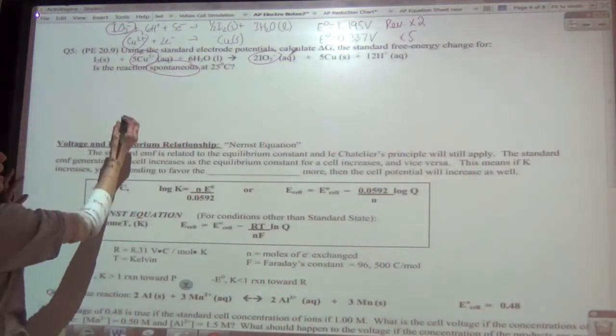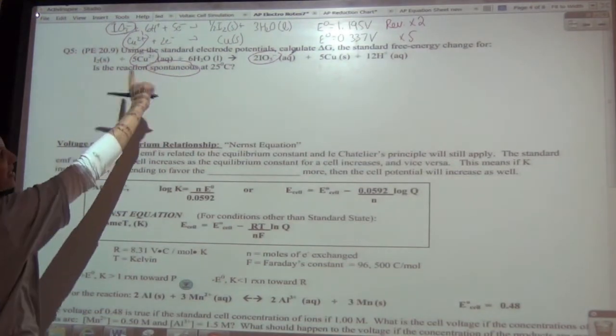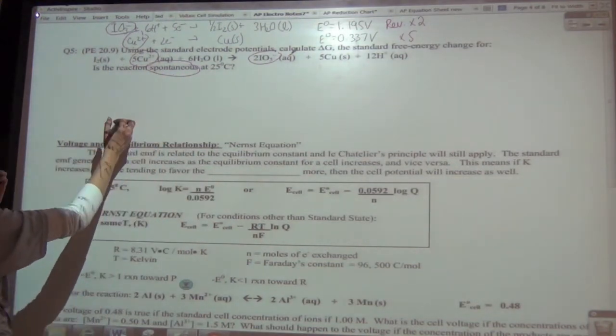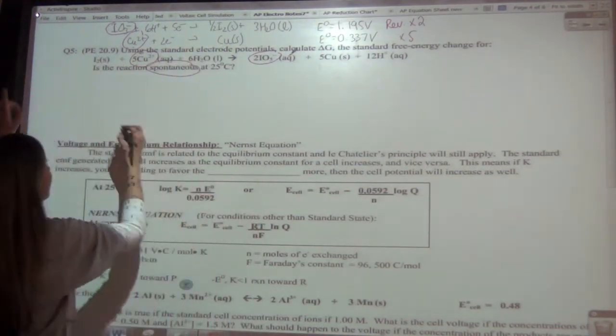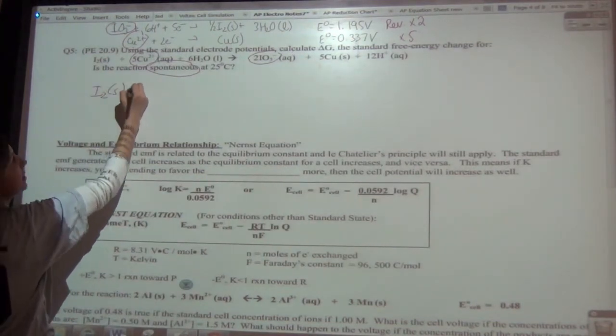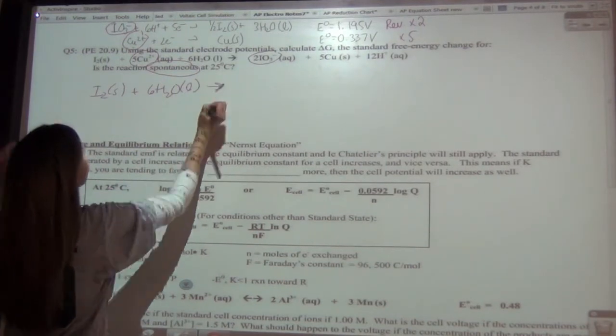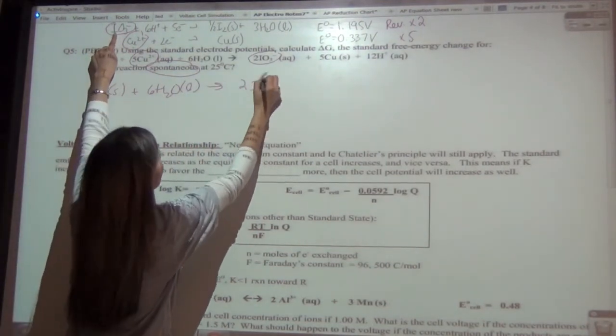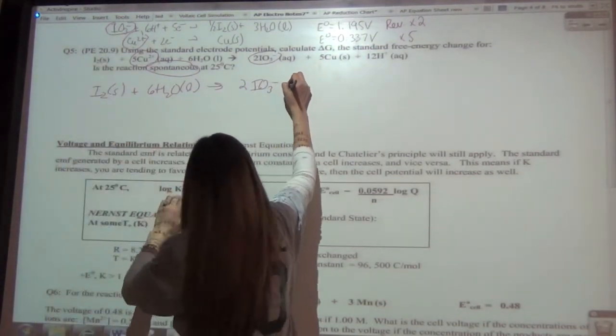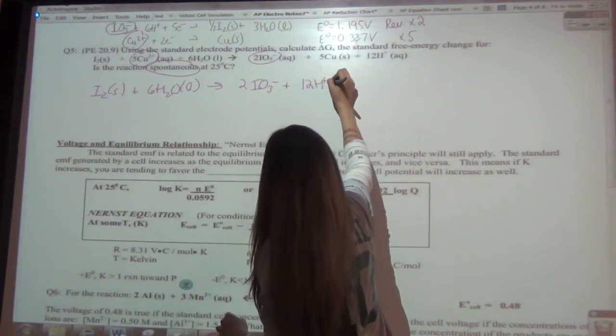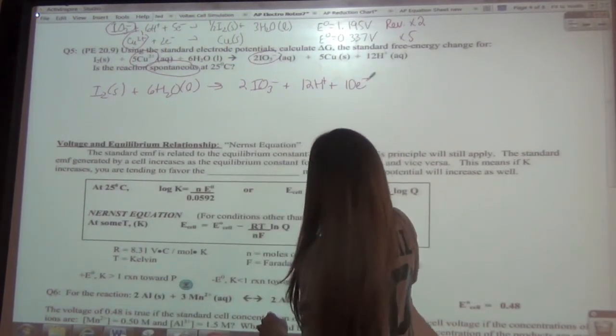So if we needed to do that, what we would do is flip that top line and multiply everything by 2. So if we flip it and multiply it by 2, we're going to get I2 solid plus 6H2O liquid yields 2IO3 minus, plus 6 times 2 is 12H plus, 5 times 2 is 10 electrons.